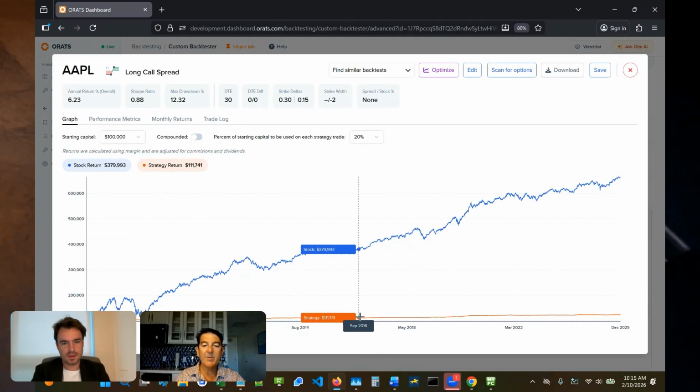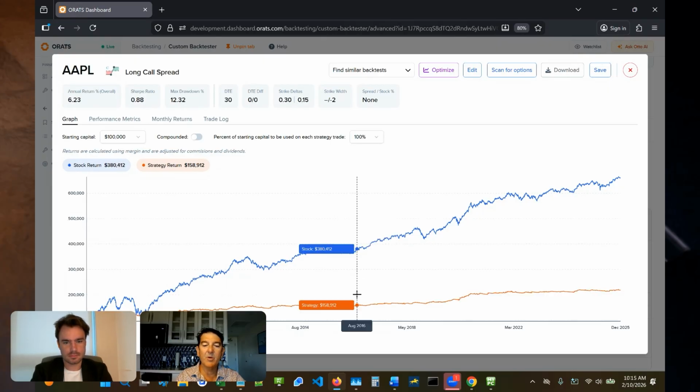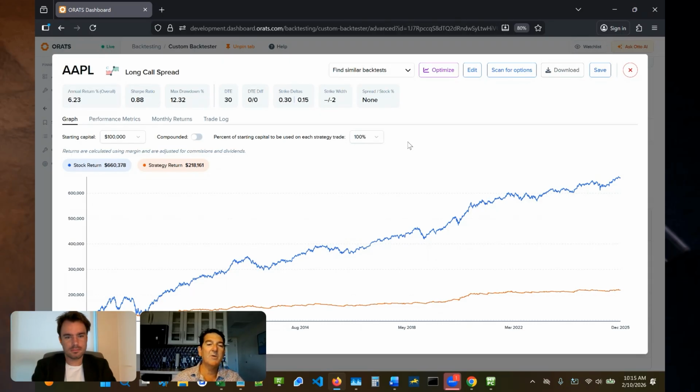Yeah, so here's what you're talking about, Tyler. Like you could barely see it, right? At 20%. If you go to 100, you could see it a little bit more. And this is because a long call spread generally has a very small margin, but obviously if you're using stock price, your returns aren't going to be that great. And we could look at the trade log just to prove that out.